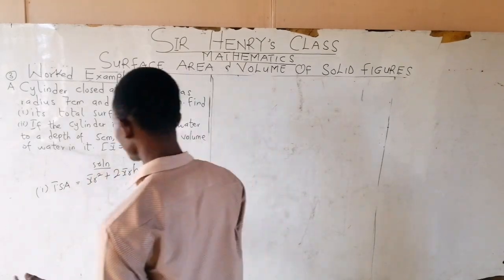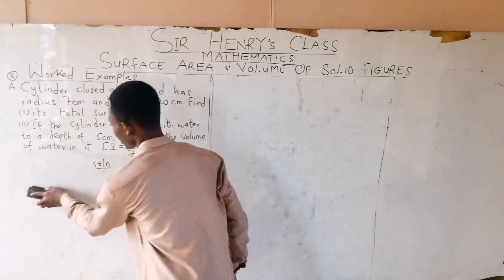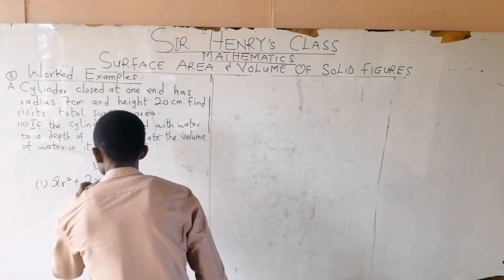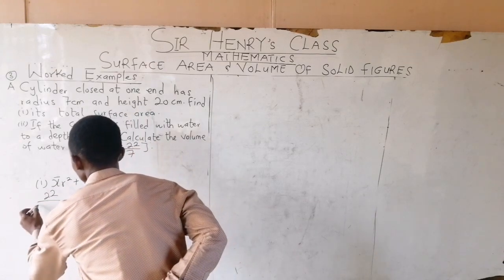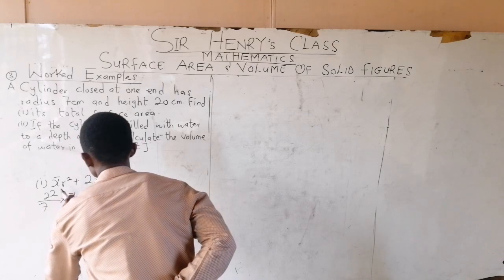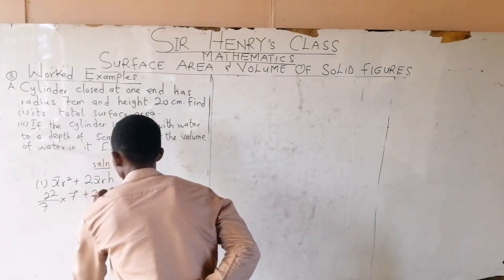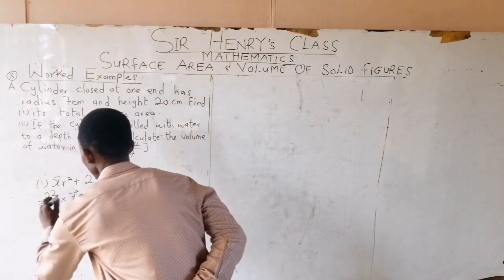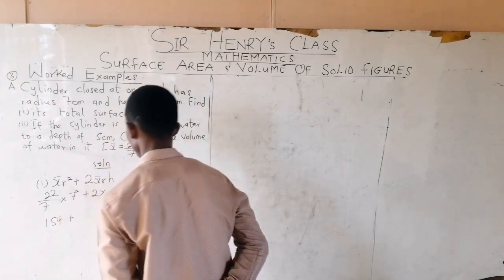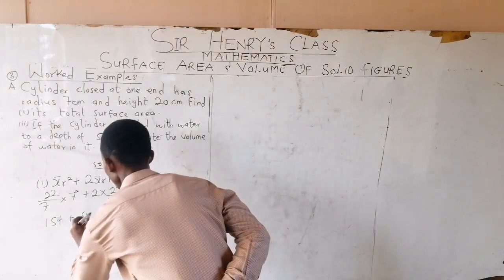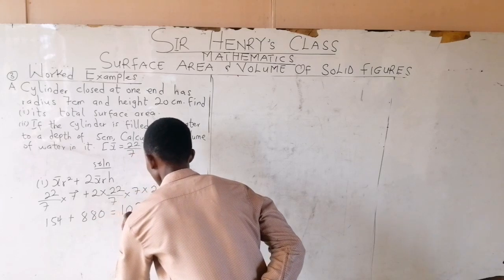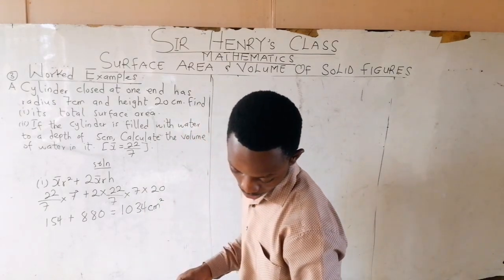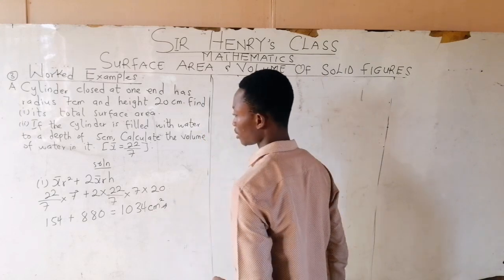I believe now you get the idea. The other end is curved. So pi r squared plus 2 pi r h. So that will be 22 over 7 times our radius 7 squared, plus 2 times 22 over 7 times 7 times our height, which is 20. So solving this will give you 154. Solving this will also give you 880. And that will give you 1034 centimeters squared.